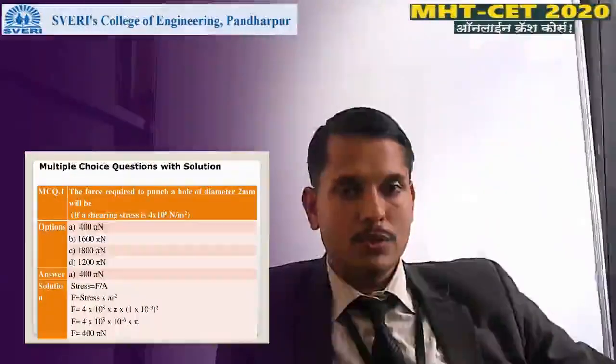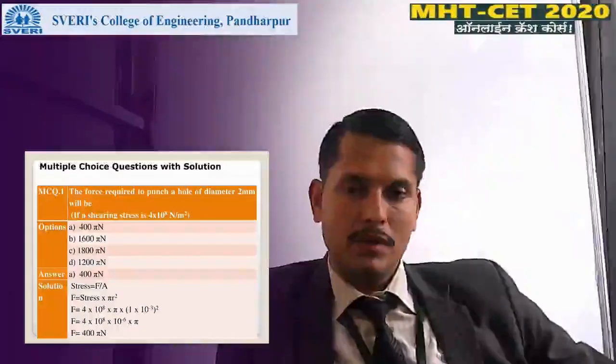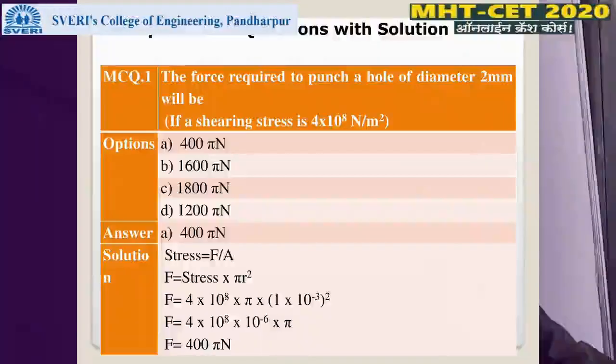वन बाय वन आपण हे डिस्कस करूया आणि हा जो सेकंड हाफ आहे तर तो आपण कंप्लीट करूया. First MCQ: the force required to punch a hole of diameter 2 mm will be, in bracket given thing is, if a shearing stress is 4 into 10 raised to 8 Newton per meter square. The force means we have to calculate the force.